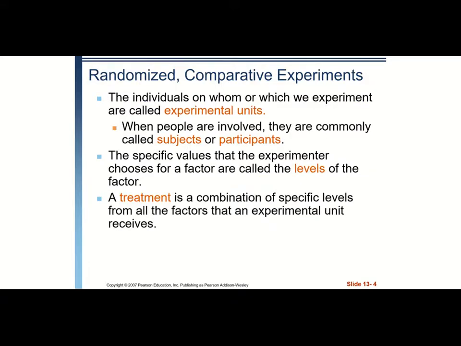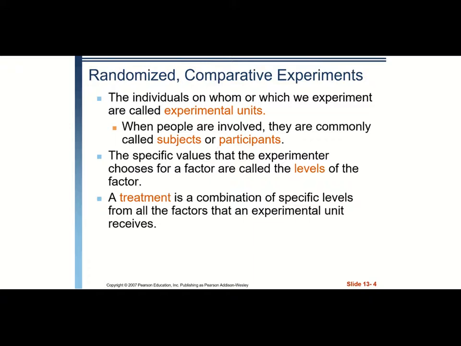Here's some terminology we want to be familiar with before moving forward. When we're conducting an experiment, the things that are receiving the treatments are called experimental units. If the things receiving the treatment are people, we usually refer to them as subjects or participants because it's a little more socially acceptable than to call them experimental units.